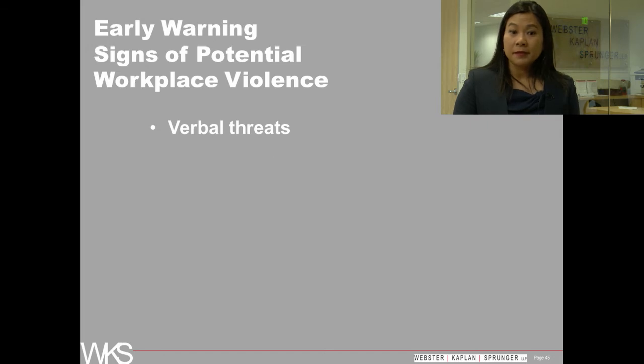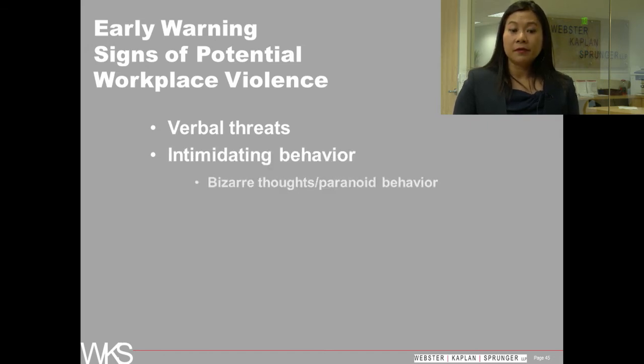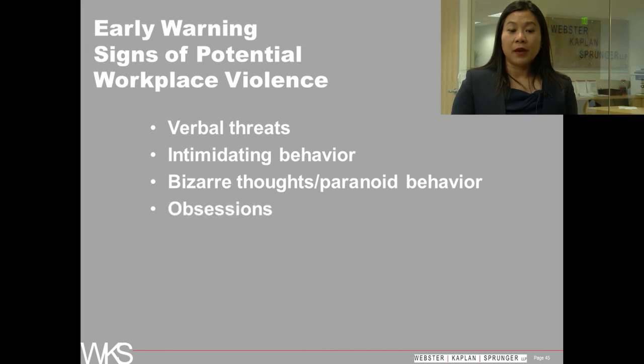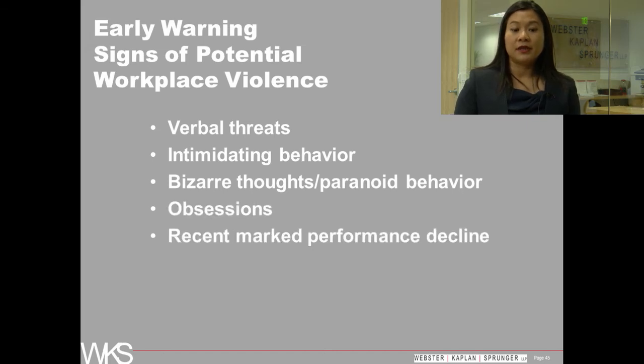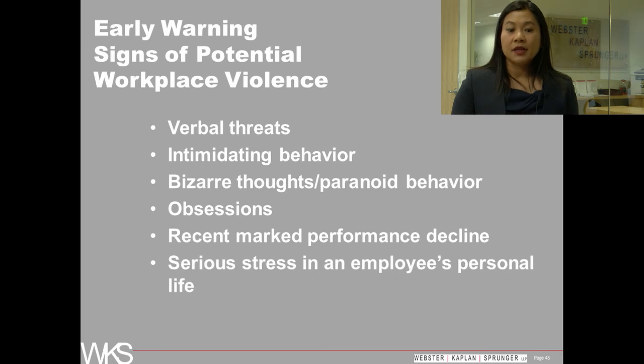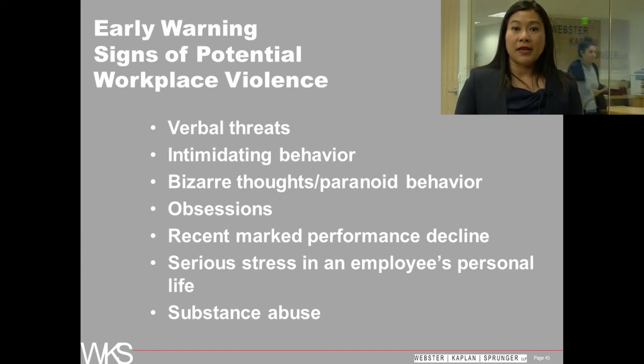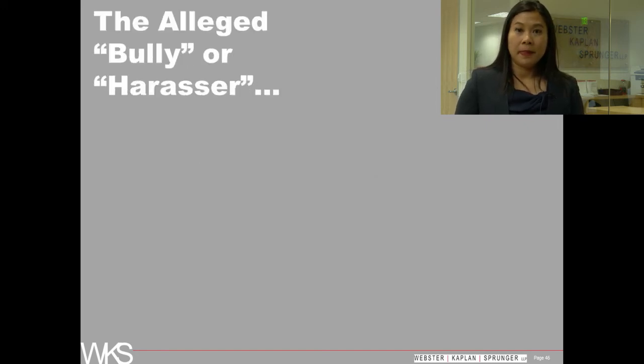Well, verbal threats, intimidating behavior, bizarre thoughts, paranoid behavior, obsessions, recent marked performance decline, serious stress in an employee's personal life, and potentially substance abuse. And these are just a few examples of what you have to look out for in terms of early warning signs of potential workplace violence, because it is in everybody's best interest to create a safe working environment for your workplace and avoid any kind of potential workplace violence situation.